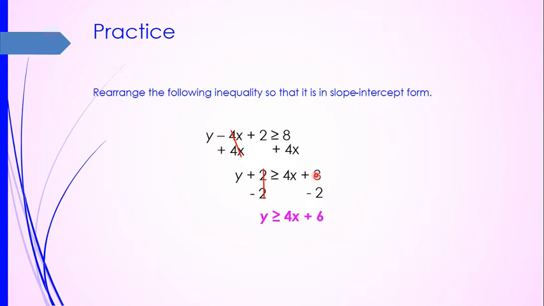Since they're both numbers, just numbers with no variables or letters, I can add or subtract them. So they are what we call like terms. So I can do 8 minus 2 to get 6. Notice I didn't divide or multiply by a negative this time, so we didn't have to change the direction of the inequality symbol. So our final answer is y is greater than or equal to 4x plus 6.